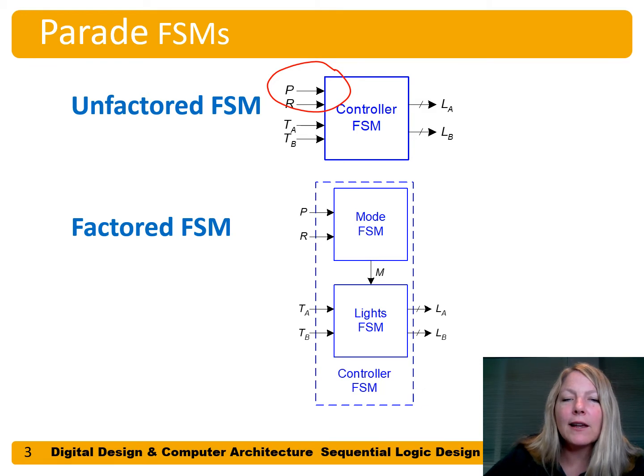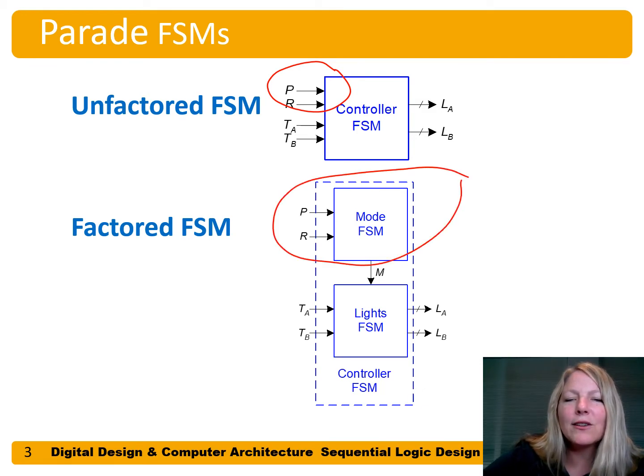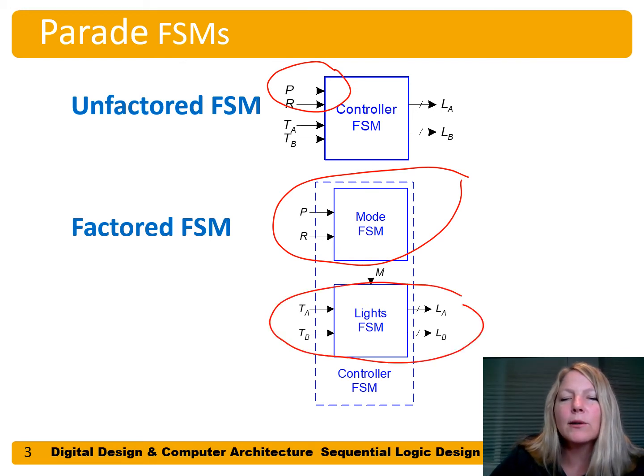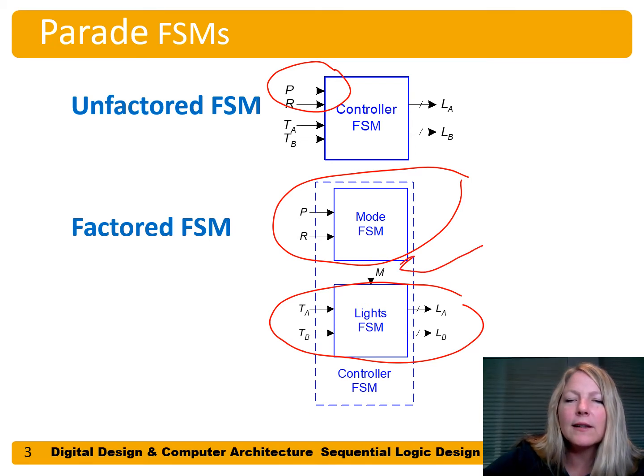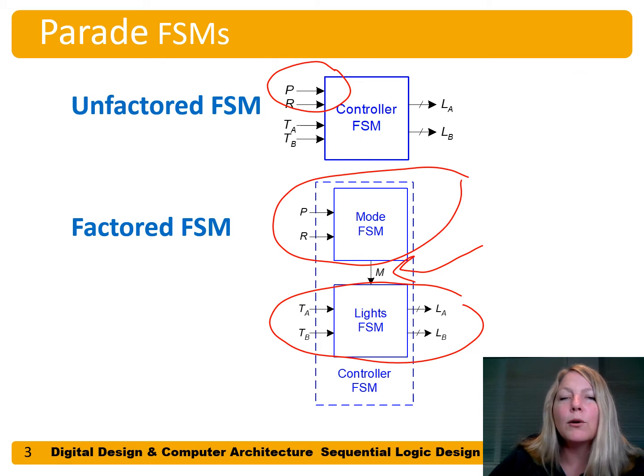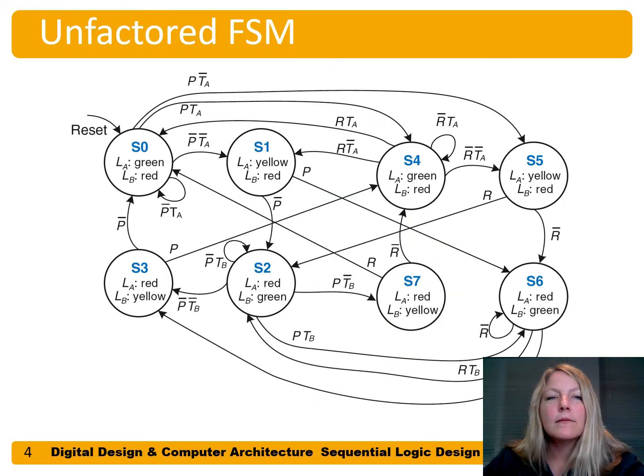The factored FSM is going to say, well, you know what, we're going to have a mode FSM, and then essentially the same lights FSM that we had before. So we're going to break it up into two interacting FSMs, and we'll introduce this internal signal M that will indicate the mode of the FSM, either parade mode or regular.